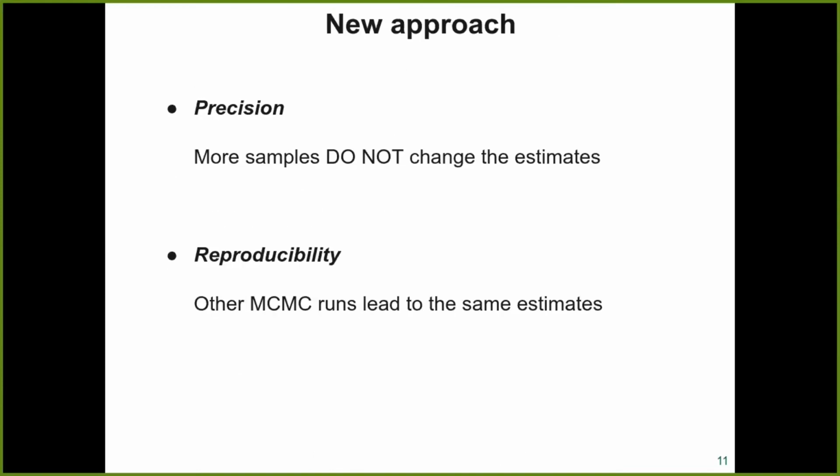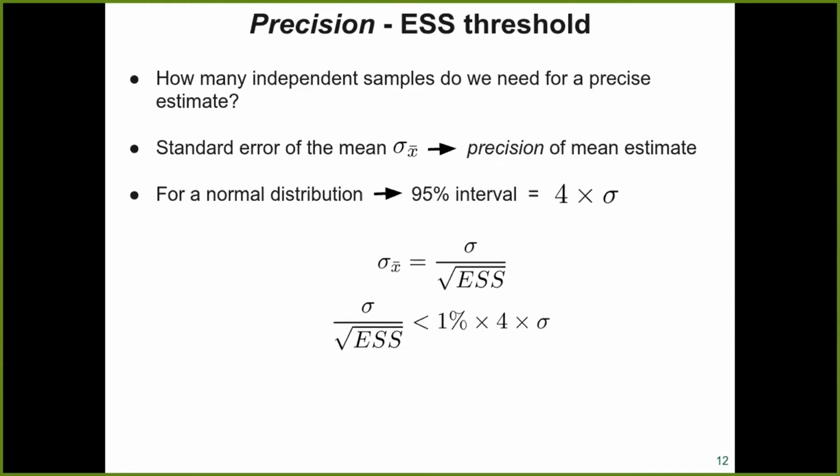So we propose a new approach based on two characteristics that we want to have in our MCMC output, and those are precision and reproducibility. By precision, we mean that more samples do not change our estimates. And with reproducibility, we mean that another MCMC replicate leads to the same estimates. And how do we check for precision? We calculate the ESS. So how many independent samples do we need for a precise estimate?